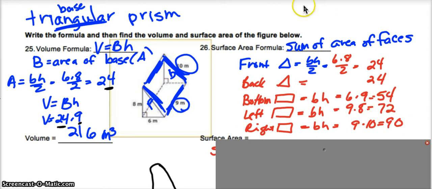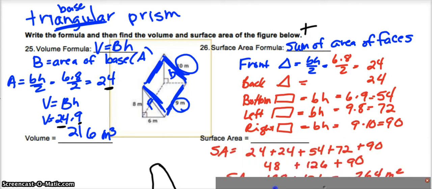Now, in order to find the surface area, we need the sum of all those areas. The way to find a sum is to add them all up. So 24 plus 24 plus 54 plus 72 plus 90. I combined the two 24s, got 48. I combined 54 and 72, got 126. So now I've got 48 plus 126 plus 90. I did 48 and 90 and got 138 plus 126. That gives me a grand total of 264 meters squared for the surface area.